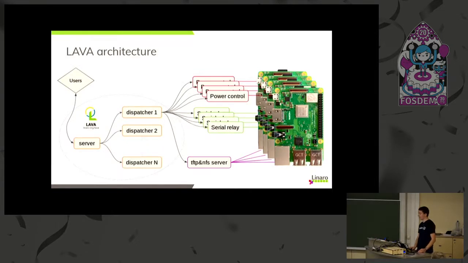So obviously, Lava has been made to be scalable. You can have many boards per dispatcher, and you can have many dispatchers per instance. Every dispatcher will connect to one server, the main server. And the server plus dispatchers plus the boards, this will be your Lava instance, your Lava lab. And as a user, you will only interact with the server by posting using HTTP. You will post job definitions, and you will get results. That's fairly simple as a user.